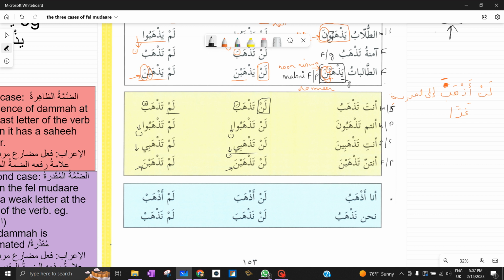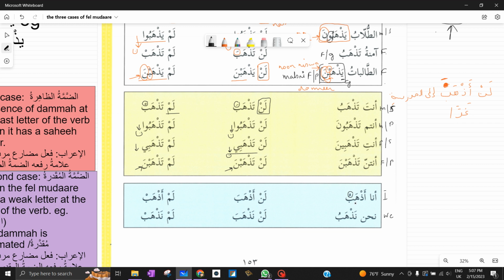It is the damir. Now, this is for ana, I, and we. Ana adhabu. As you can see, there is no adat an-nasb or jazm. So the last letter will carry a dhamma, and dhamma shows that it is in marfu' case.